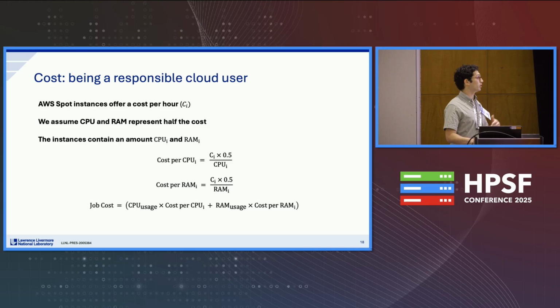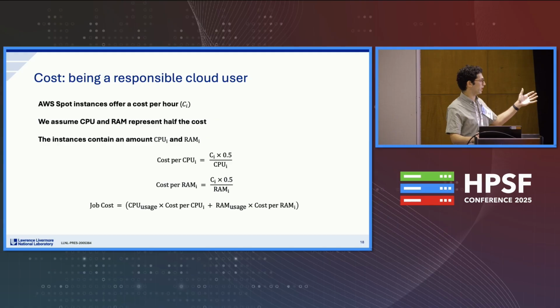So, about cost, we want to be a responsible cloud user. And just to give an idea of how this is currently working, we have AWS spot instances. They offer a cost per hour that we are charged for every hour you use the instance. And this is just an assumption, but for the purposes of this formula, I'm assuming that CPU and RAM represent half the cost of an instance. And then each instance has a unit of RAM and CPU associated with it, and we can essentially see what the cost of a single CPU unit and a single unit of RAM is for the lifetime of an instance.